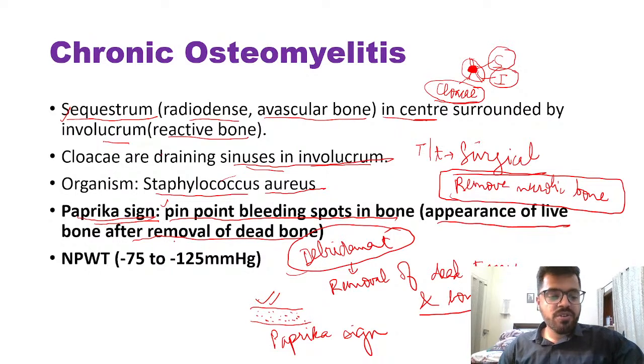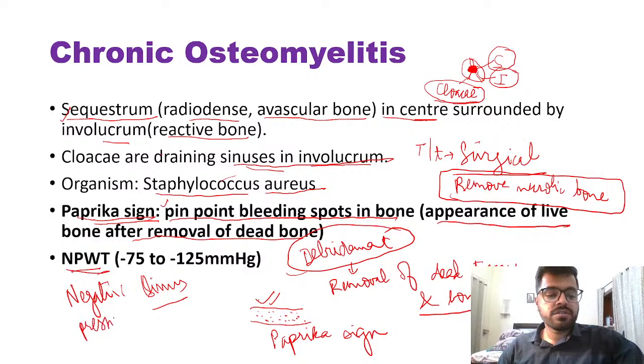Then in chronic osteomyelitis, usually there are multiple sinuses and the wound condition is not good. In that condition, we use NPWT, which is negative pressure wound therapy.